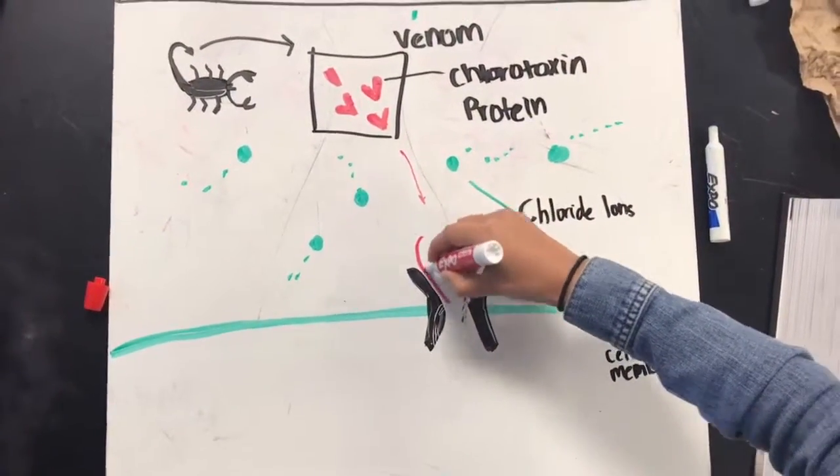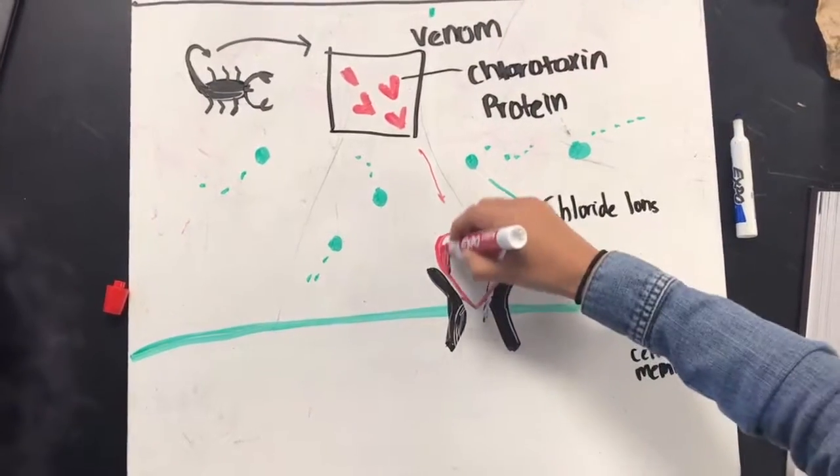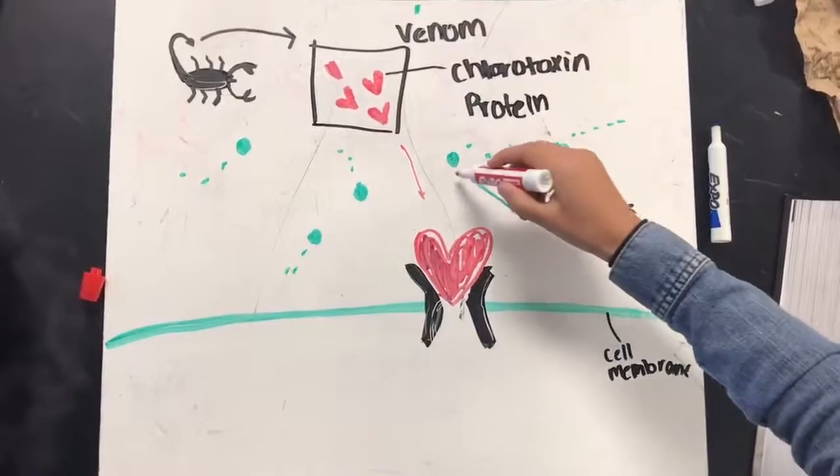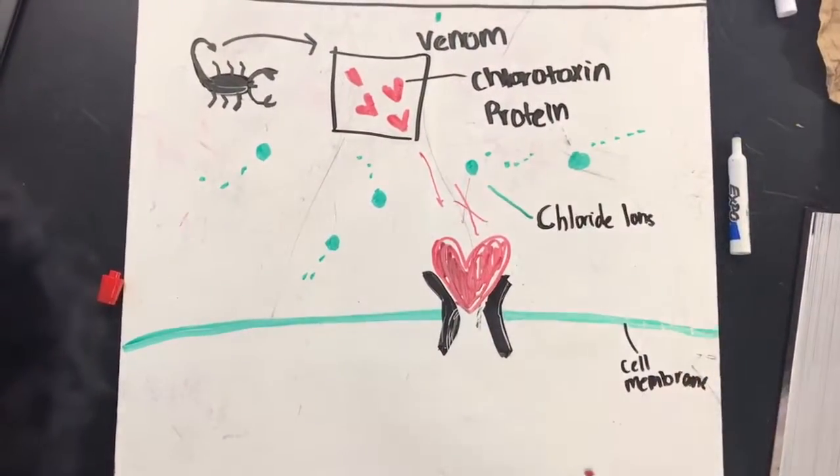Chlorotoxin is an amino acid peptide found in the venom of the Deathstalker scorpion. It binds to ion channels in the cell membrane and blocks the entrance of chloride ions. This often causes paralysis.